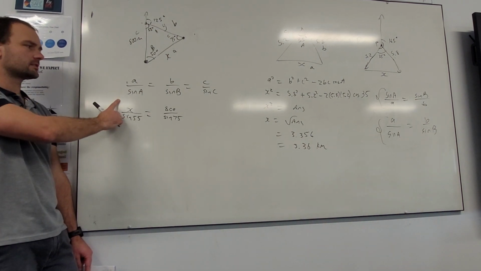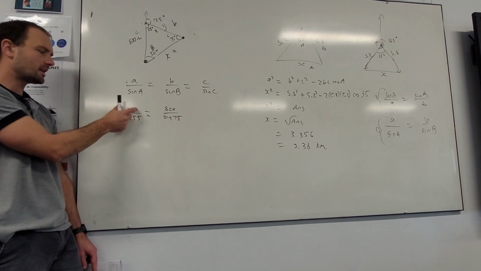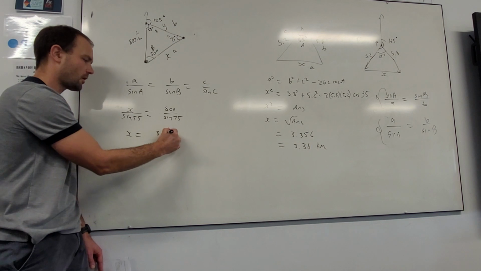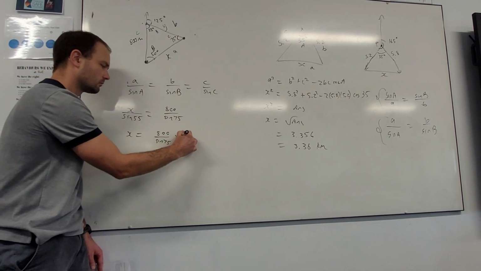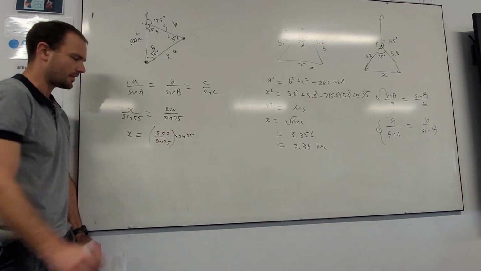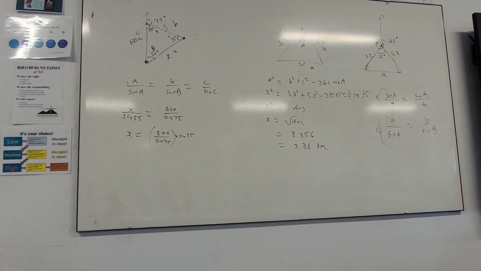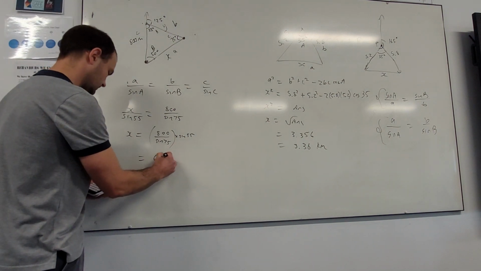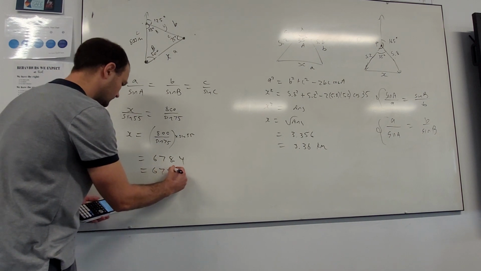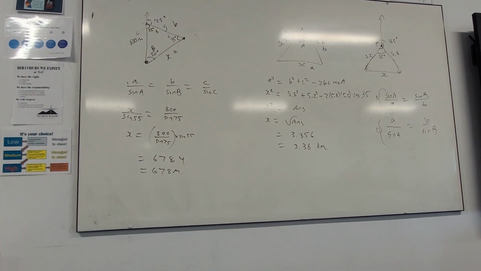So we went A on sine A equals C on sine C. I've substituted in. We're trying to get X by itself. We're just going to multiply both sides by sine 55. And that's what we're going to calculate. Make sure we evaluate that. One thing to be mindful of, make sure your calculator is in degrees. And I've got 678. Four figures, rounding to 3. Okay, so that was to find X.